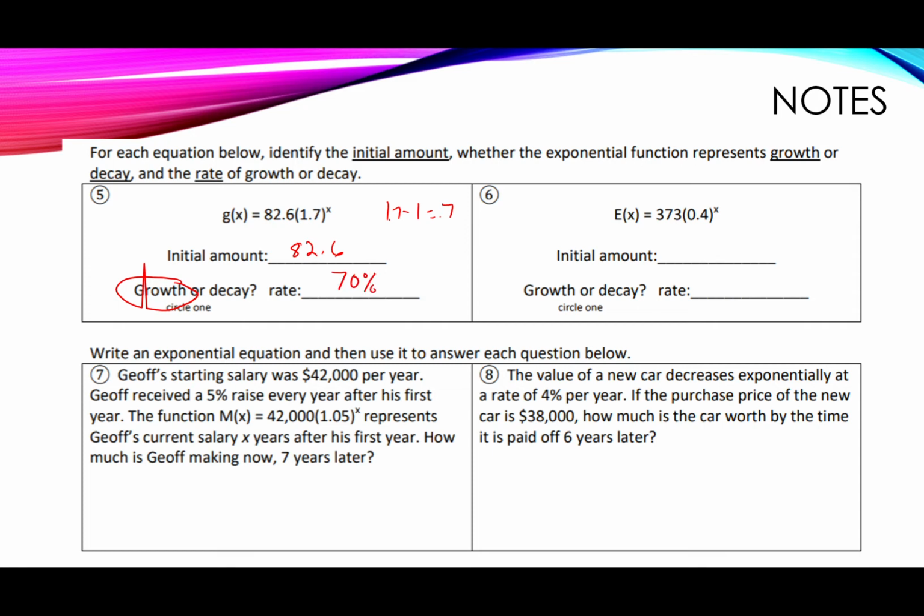All right. Number 6, initial amount. Well, what's in front of the parentheses? 373. And this is decay because it's less than 1. Well, that must mean that my rate is 1 minus 0.4 equals 0.6. So it's 60%.